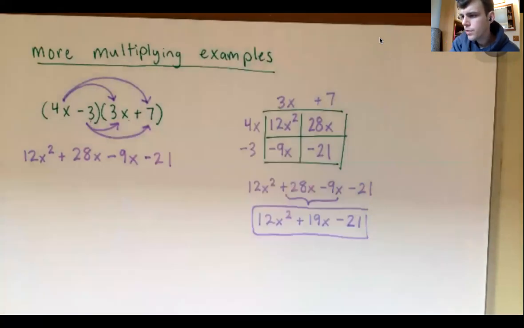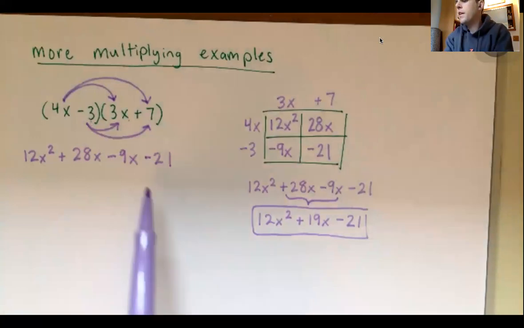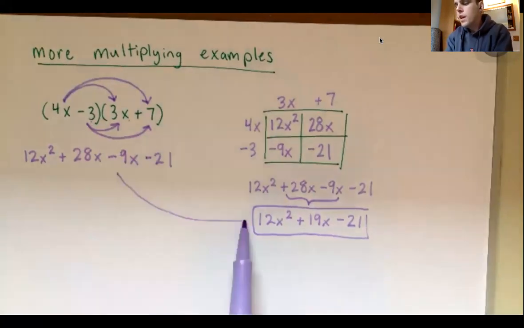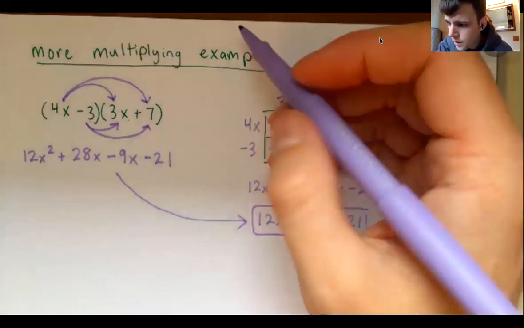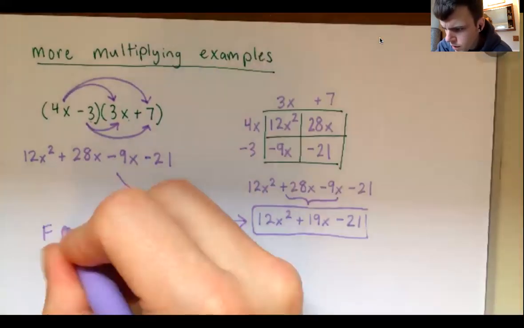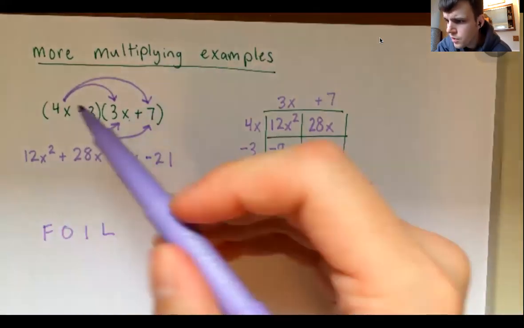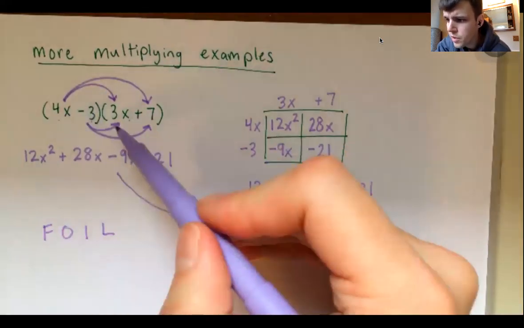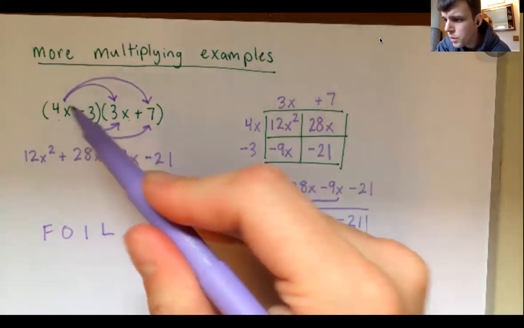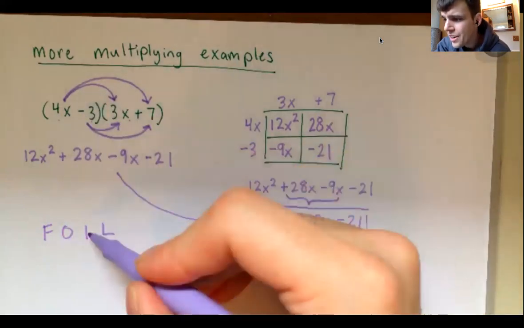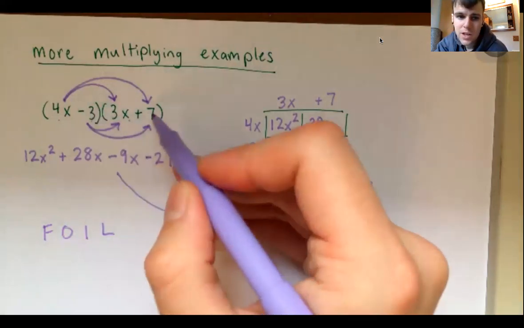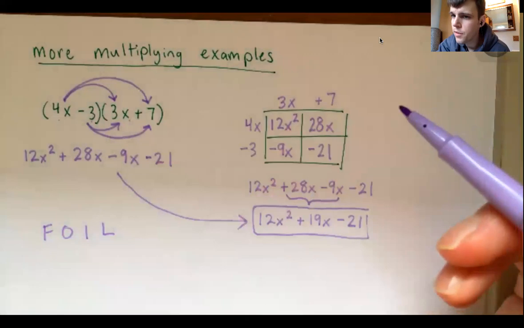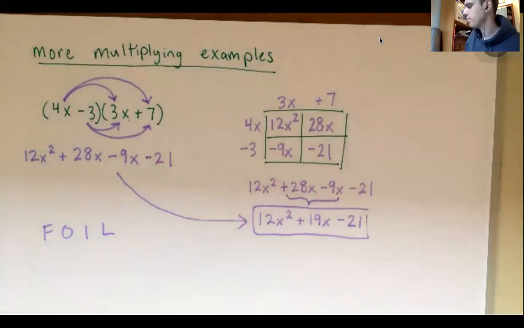So same answer here. Yep, we got the same answer. When we combine like terms, we just end up getting the same answer. Now this is also called FOIL, F-O-I-L, which stands for first. You multiply the first terms. The outers, so multiply the outer numbers. Inners, the two inner numbers. And then last, the last term in each binomial. It's just another way to remember what to multiply together.